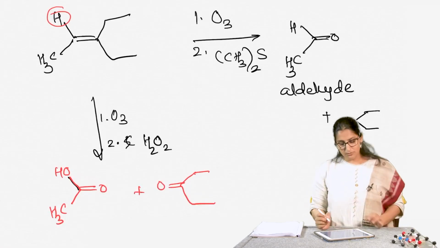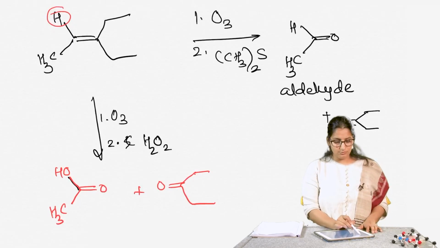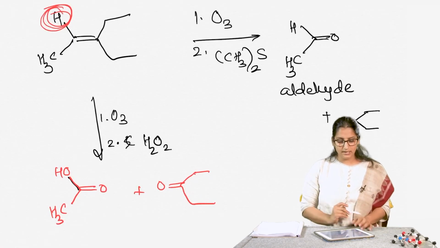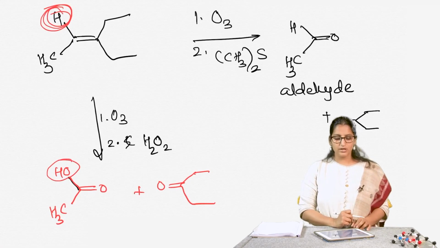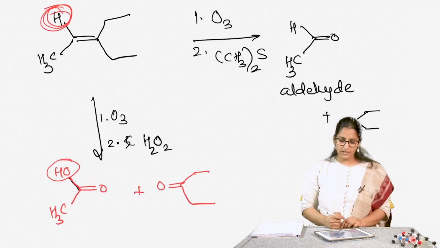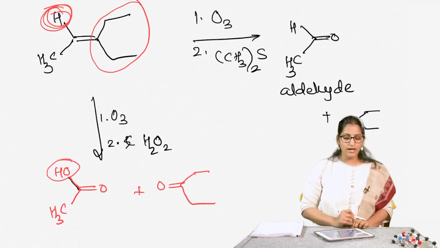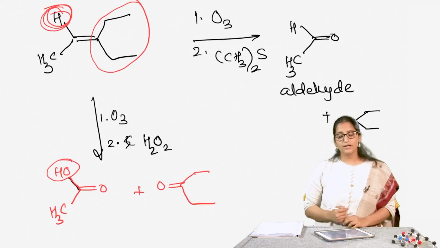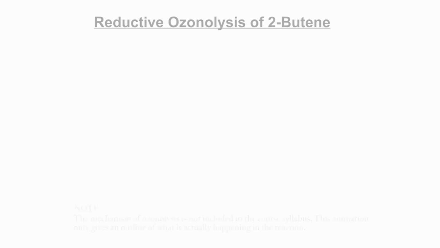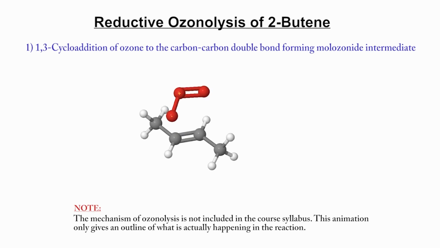So, with an oxidative workup, whenever you have a hydrogen present on the starting alkene, you form the corresponding carboxylic acid moiety. The other part, since it did not have any vinylic hydrogen, you end up forming the ketone as it is. So, now we will look at the animation of this reaction.